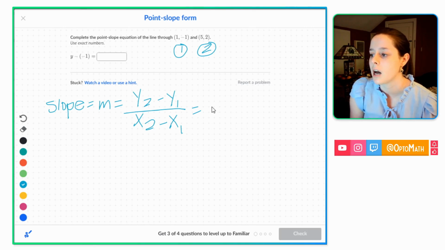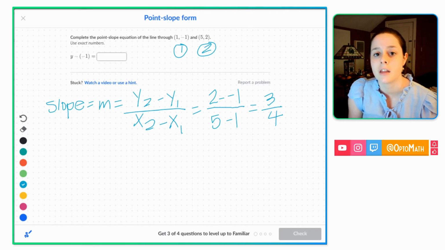So let's go ahead and apply this. So we've applied the slope formula. That second point's y value, so 2, minus the first point's y value, which is a -1. So 2 minus -1 gives us a 3. That second point's x value, which is a 5, minus the first point's x value, which is a 1, gives us 4. So 3/4 is our slope.